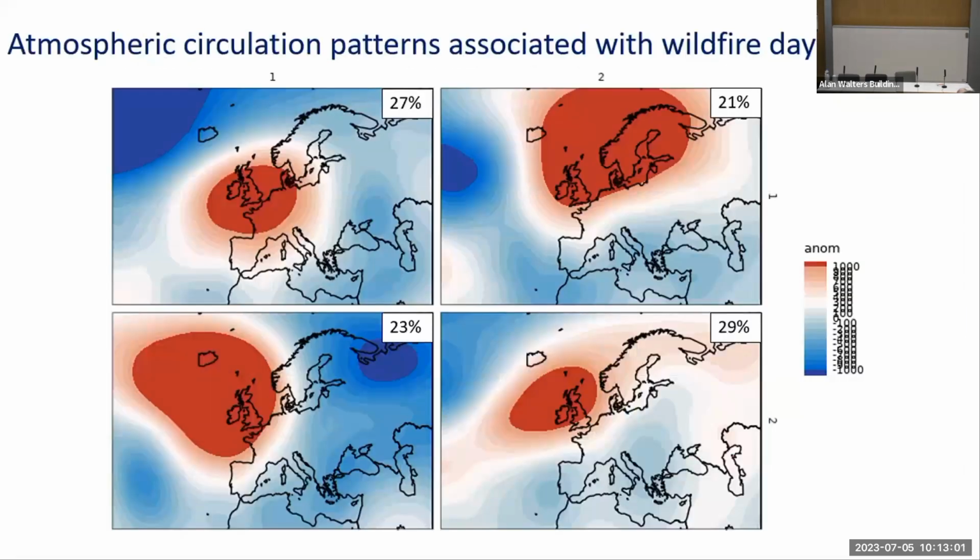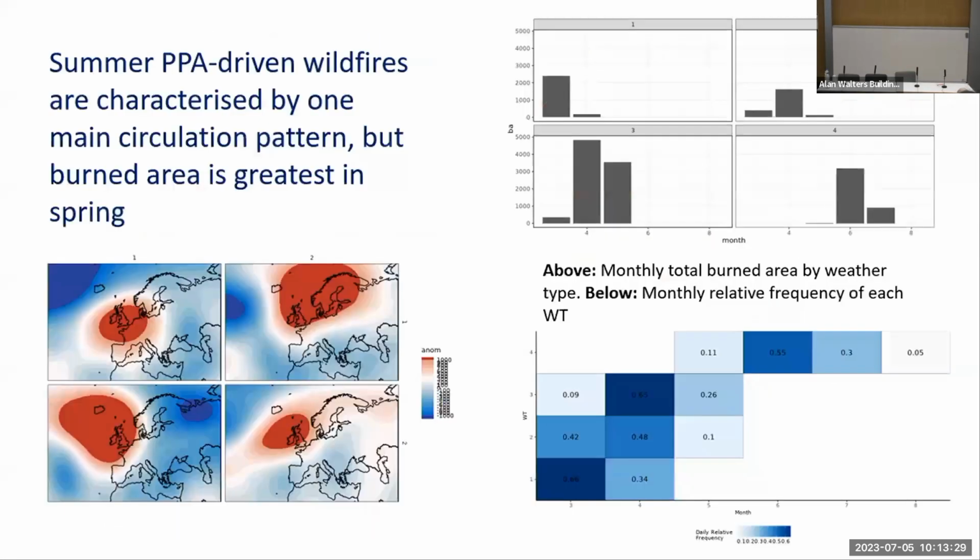We use self-organizing maps, which are a sort of unsupervised artificial neural network circulation analysis, for identifying the key atmospheric circulation patterns associated with PPA fire days. We've done this for all countries and for Europe overall, but I've focused on the UK here. So these 4 nodes represent the 4 key circulation weather types associated with PPA fire days.